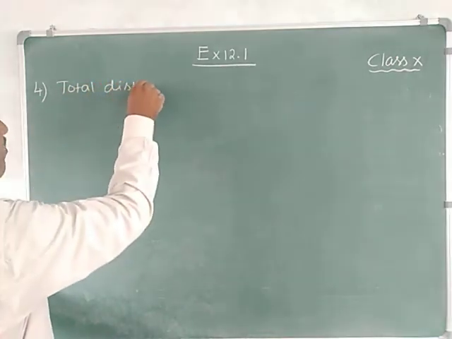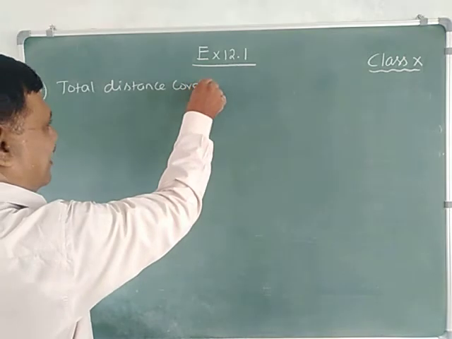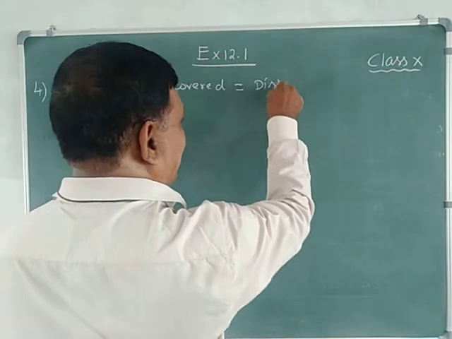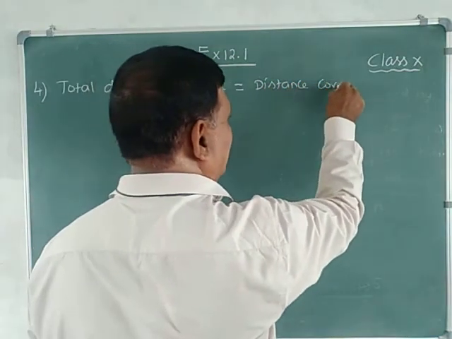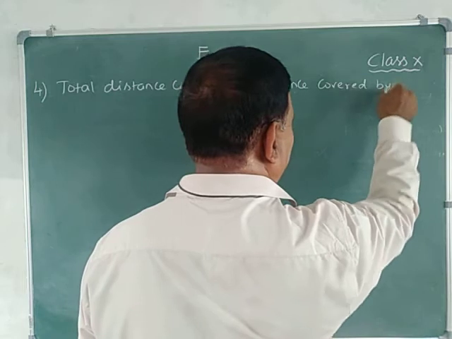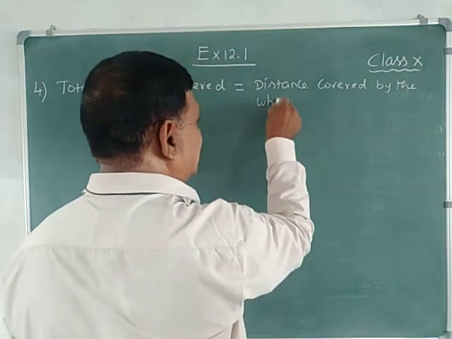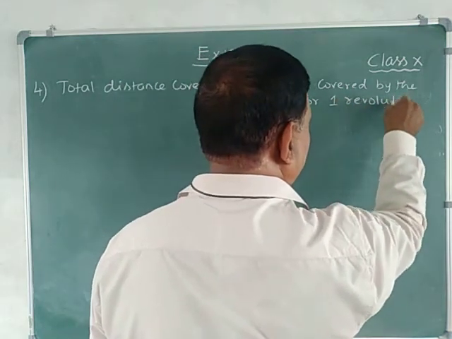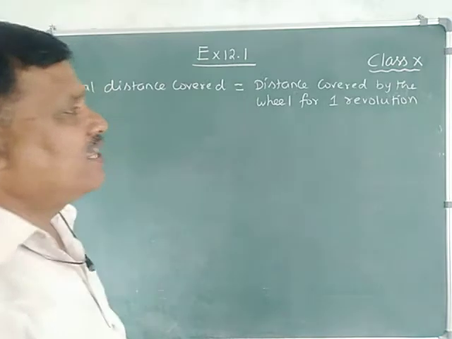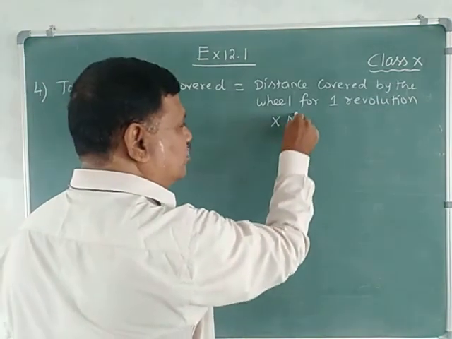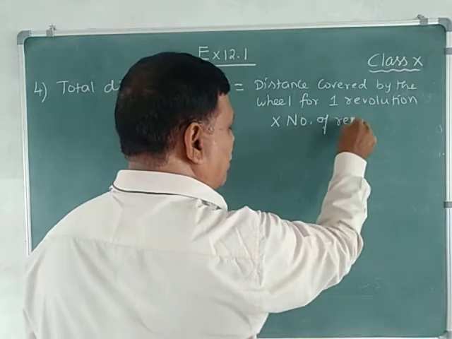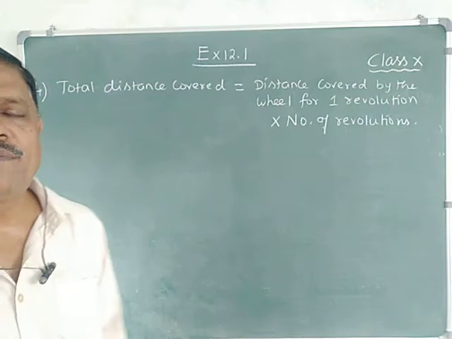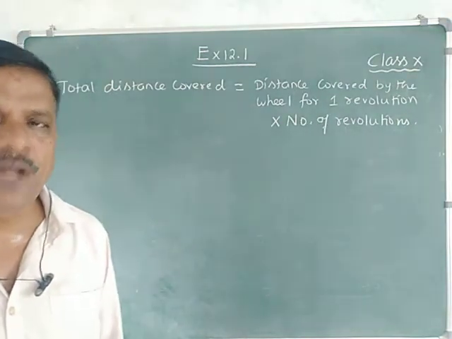Total distance covered. Total distance covered is equal to, what is that? Distance covered by the wheel for one revolution into number of revolutions. Okay, so this is the formula we are going to use to solve this problem.